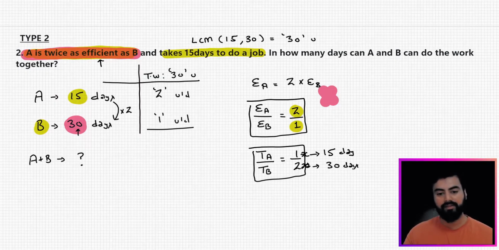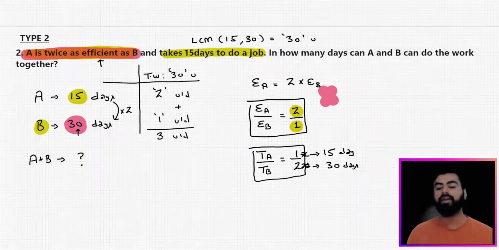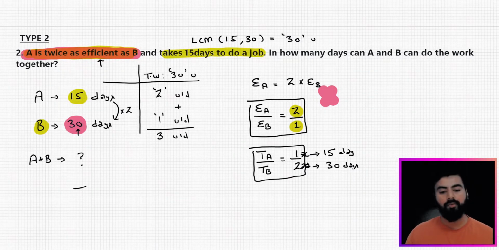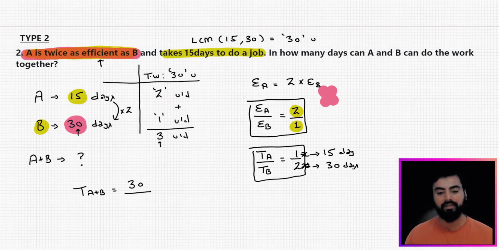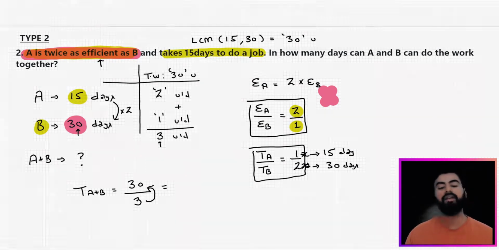So if they work together, how much work will be done by them? You would say, sir, 3 units. So to find out the value of time taken by A and B to do what work? A work of 30 units with what efficiency? Because A and B are doing the work, I need their combined efficiency. So at this rate, how much time would be taken by A and B to complete 30 units of work?